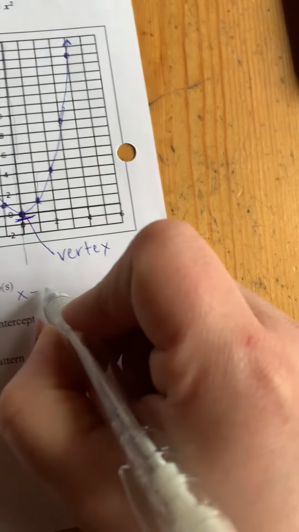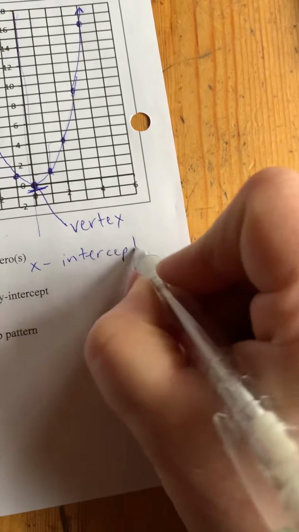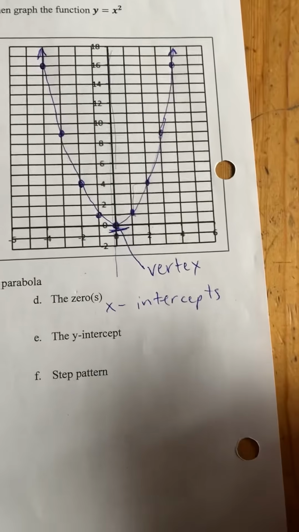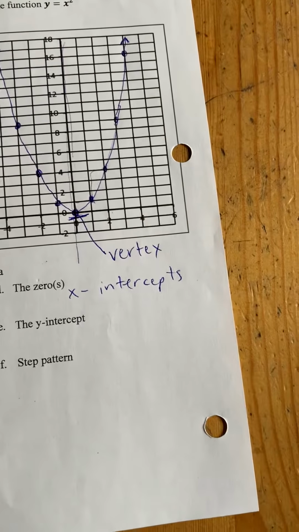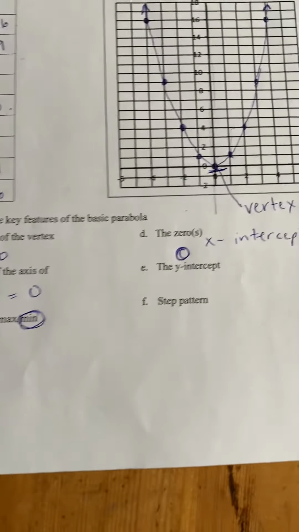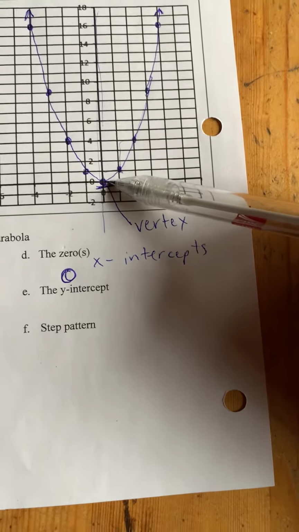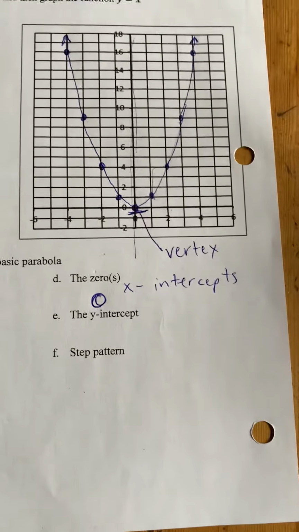Now it's asking us, what are our zeros? Zeros is a fancy word for x-intercepts, okay? So are there any x-intercepts? There's only one, and it's at 0. We got a lot of zeros in this answer here. This is the only place that this parabola crosses the line.